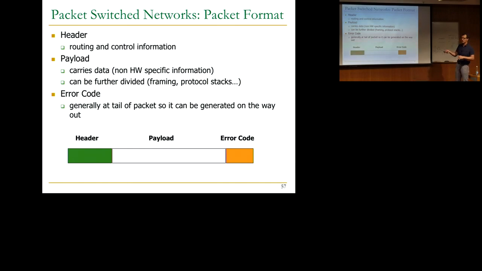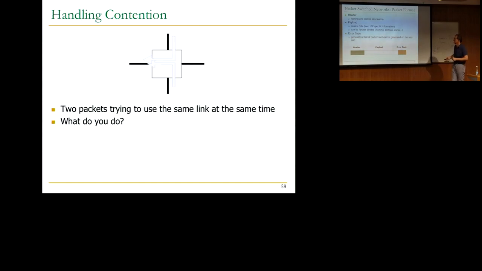In packet switched networks, you switch packets. So a packet looks like this. You have a header that contains routing and control information, and you have a payload that carries data and can be further divided. And you can have an error code such that you check whether you received the right thing, by computing a hash on the header and the payload and checking if the checksum or whatever hash matches.